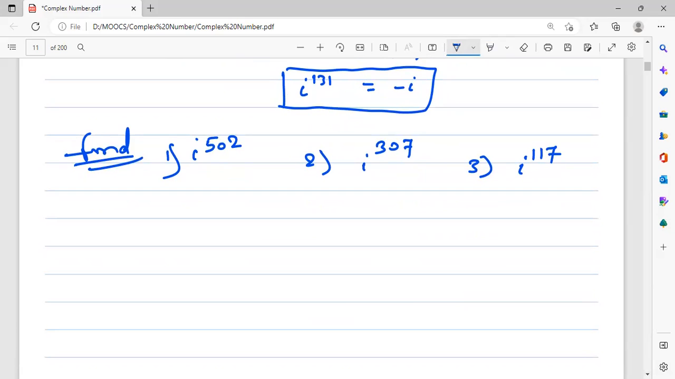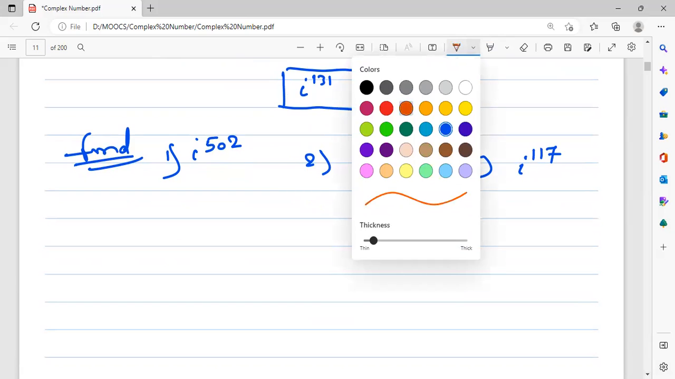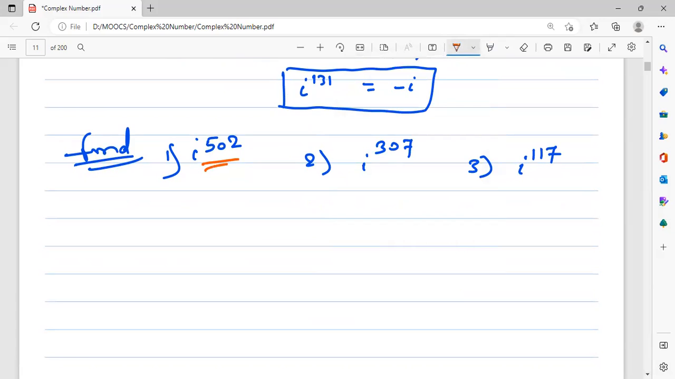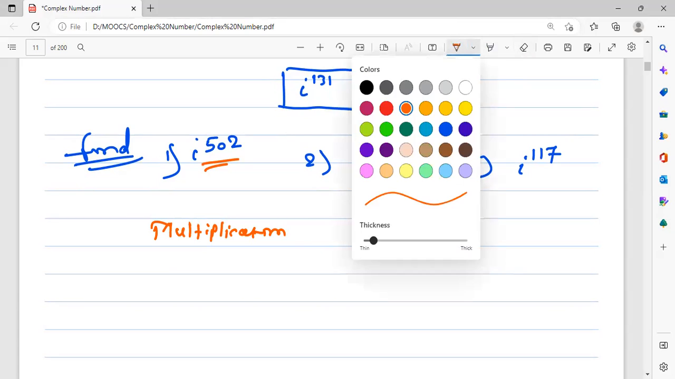Now we'll move to our multiplication. Here I found the powers of i. What about multiplication of complex numbers? We'll take two complex numbers.